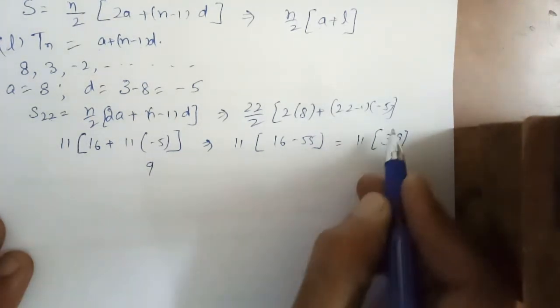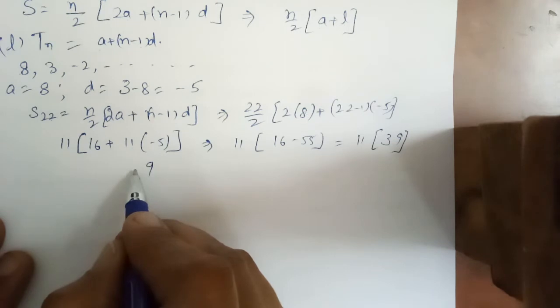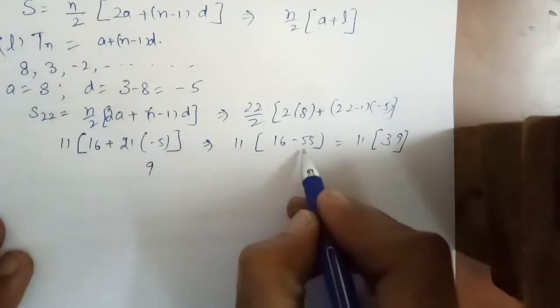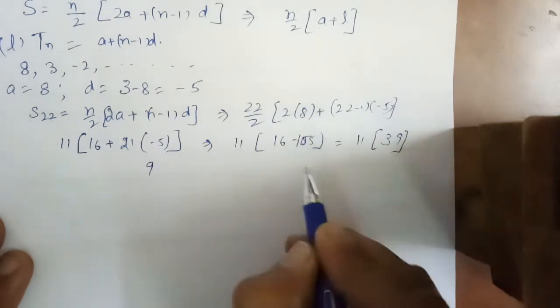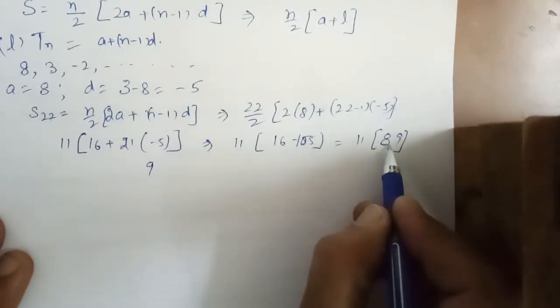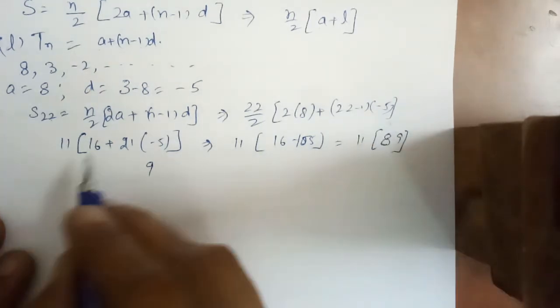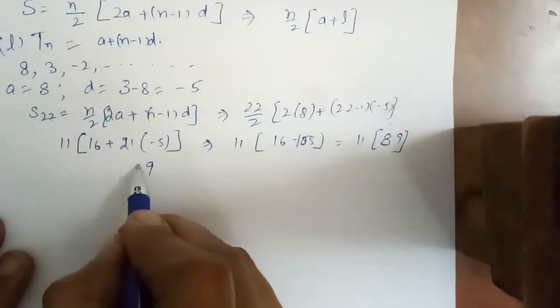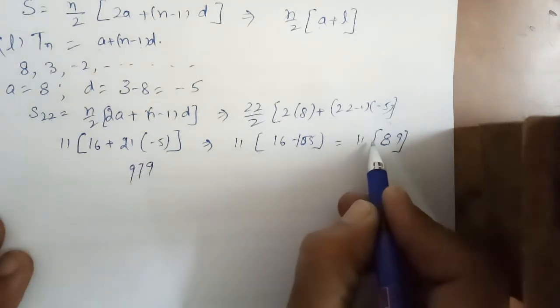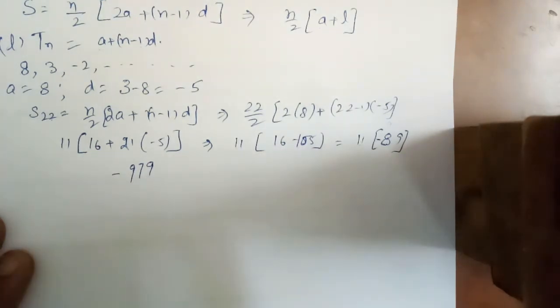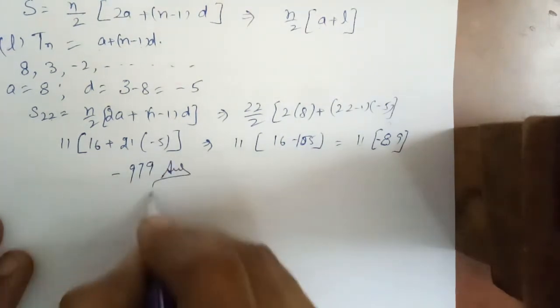Sorry, this is 21 into minus 5, that is minus 105. So 11 into (16 minus 105), that is 11 into minus 89, which is minus 979. And its value is negative because the bigger term is negative. This is the answer of this question.